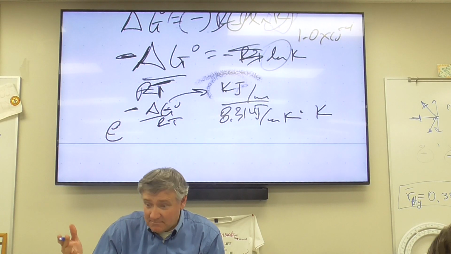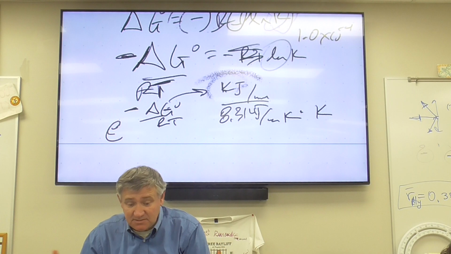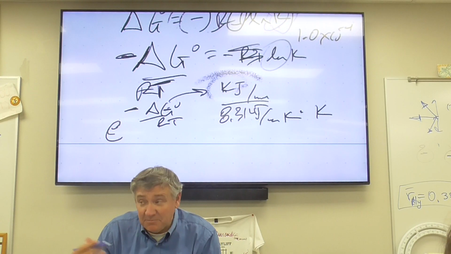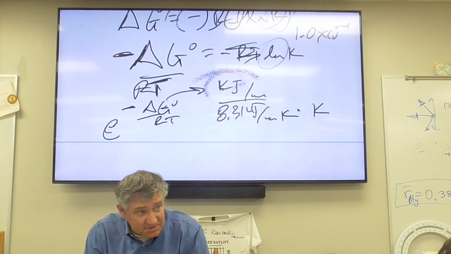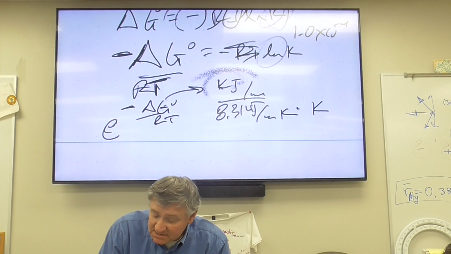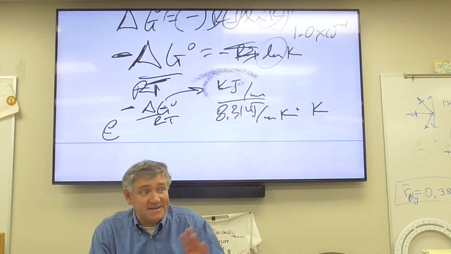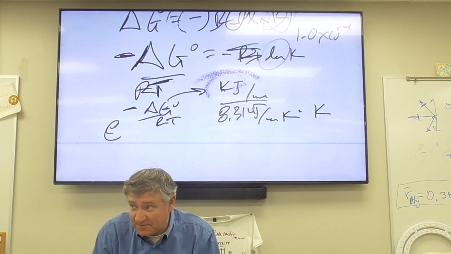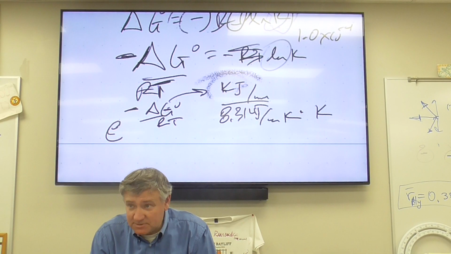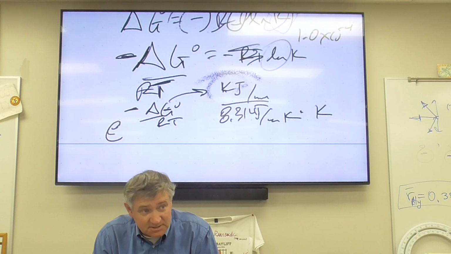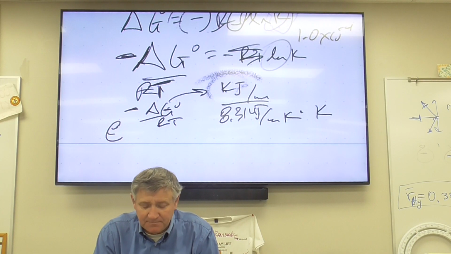Multiply that joules by 1,000, do something, somehow involve 1,000. Either change that to joules, change that to kilojoules. I care not. It doesn't make any difference. But you cannot leave these in kilojoules and joules. Something has to be converted.